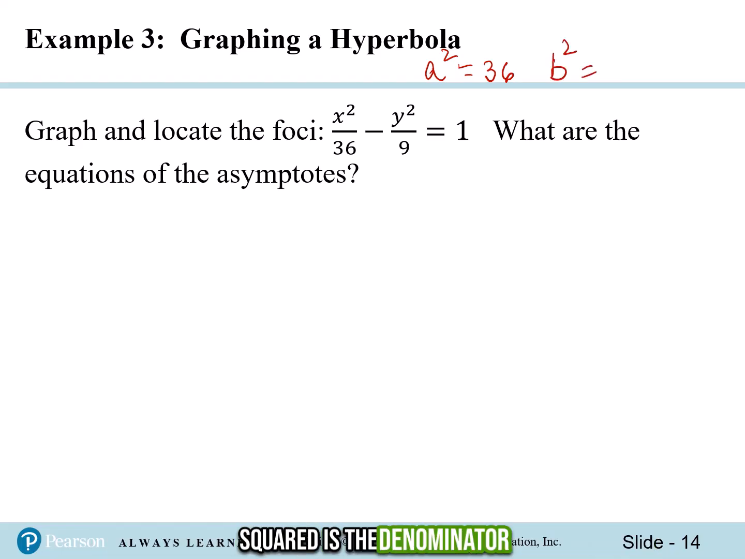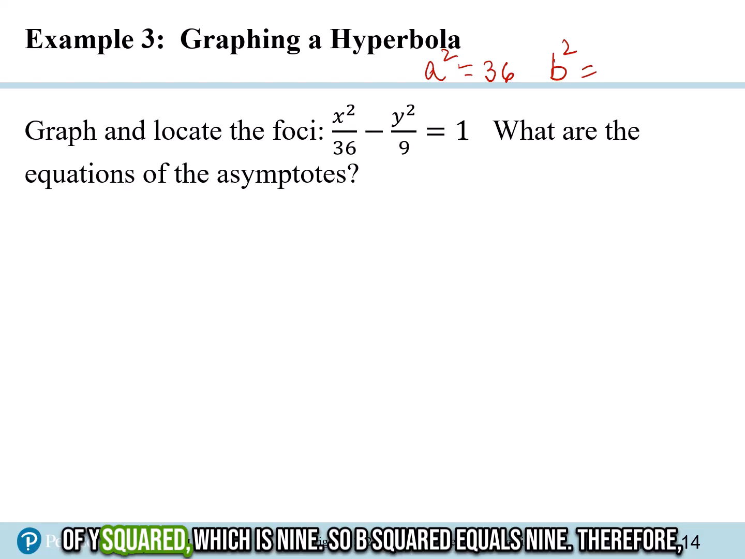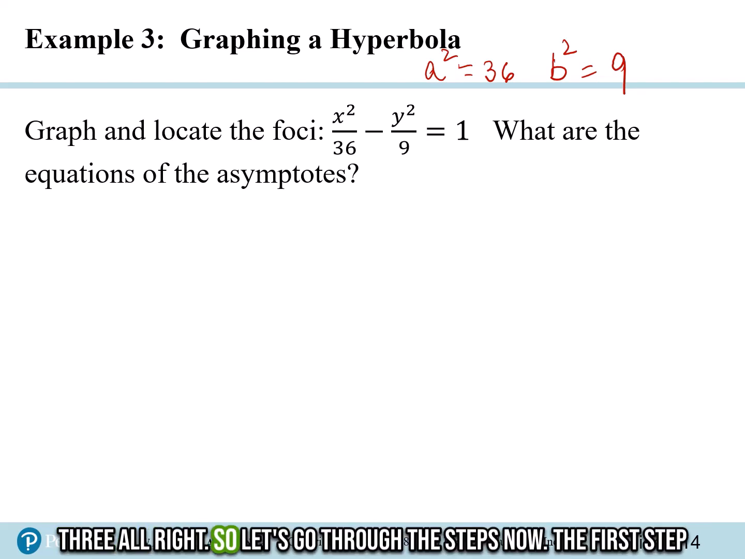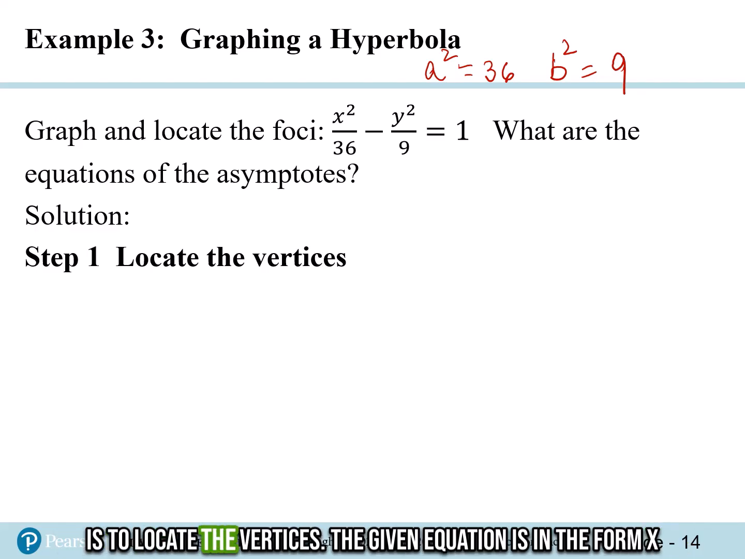B squared is the denominator of y squared, which is 9. So b squared equals 9. Therefore, b will be equal to plus minus 3. Right, so let's go through the steps now. The first step is to locate the vertices.